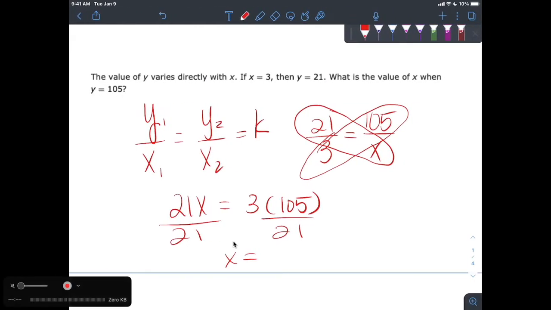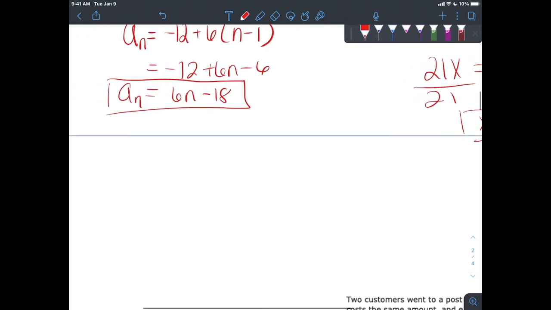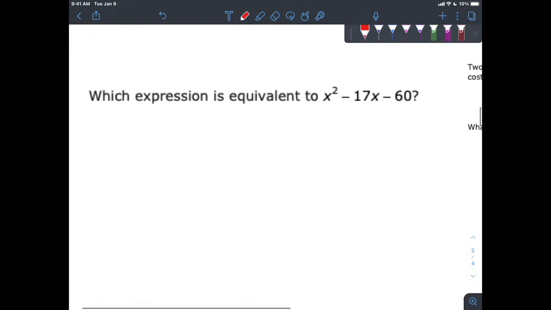And I find out that my x value will be 15. Next one. They want us to go ahead and factor this.